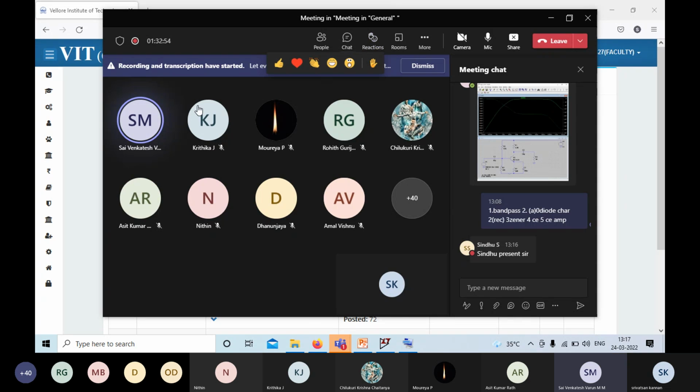Sir, we can just create a Word document, sir. Is it necessary to write it? The Word document is sufficient. You have to copy paste the LT Spice circuit diagram and LT Spice result. Okay, sir. Other things you can type. Okay, thank you, sir.